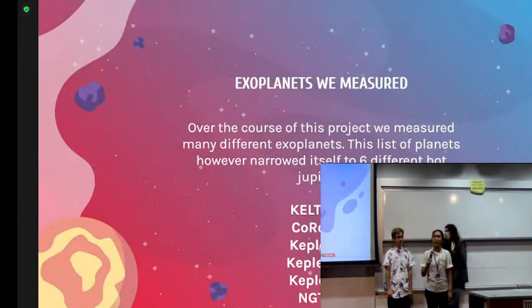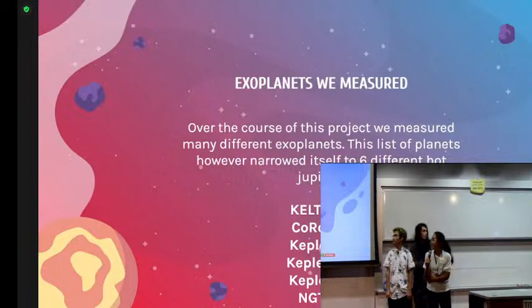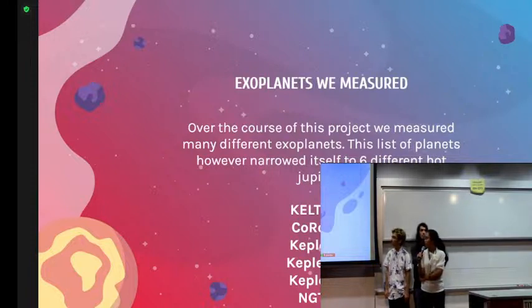So here are the exoplanets we measured in this project. Over the course of this project, we measured many different exoplanets, and this list of planets was narrowed down to 6 hot Jupiters. So we have Kelp-2AB, Corot-1b, Kepler-7b, Kepler-14b, Kepler-5b, and NGTS-1b.